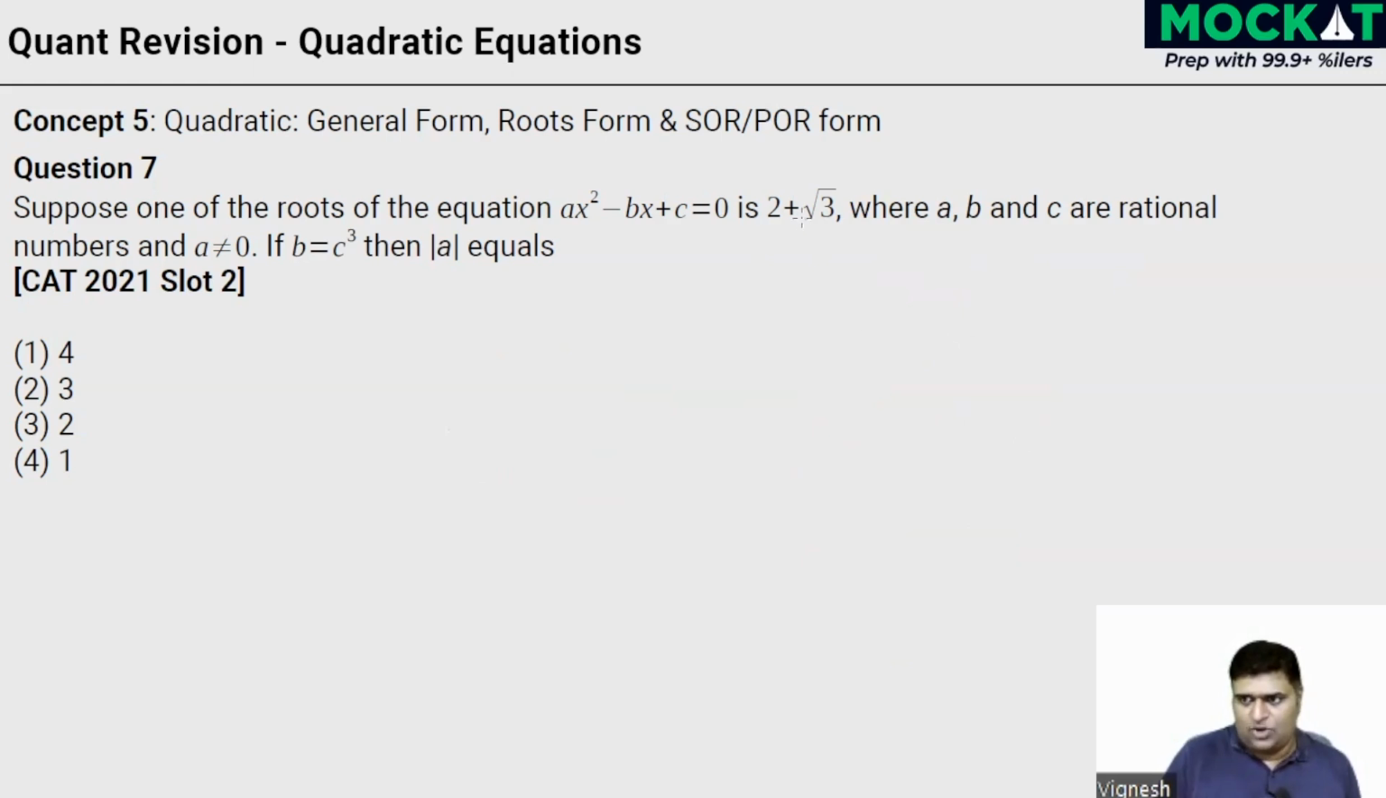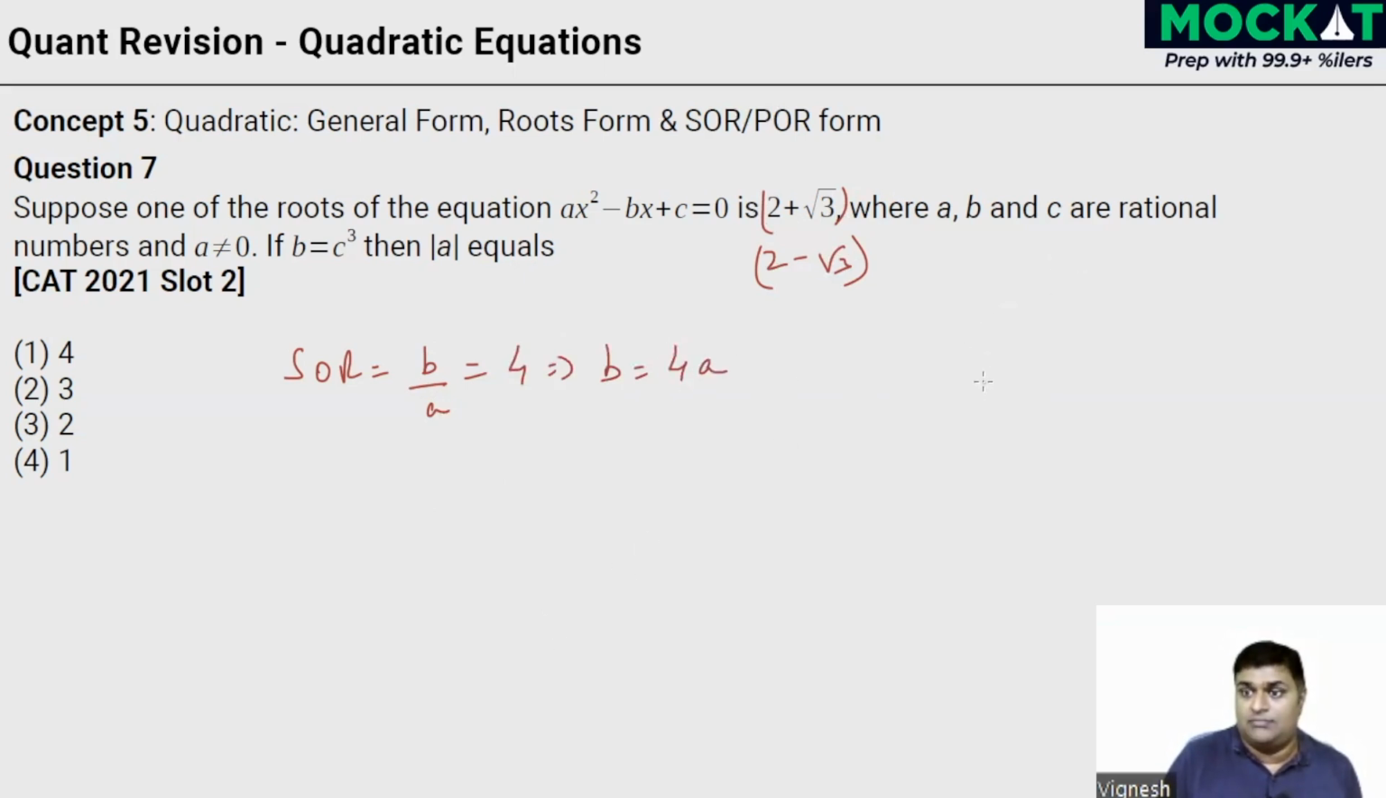So given the backdrop, what do we have over here? Suppose one of the roots of the equation ax square minus bx plus c equals 0, I put a minus here, is 2 plus root 3, where a, b, and c are rational numbers. Immediately I can say the other root over here is going to be 2 minus root 3. That's my second root over here. And what can I say about my sum of roots? Sum of roots is minus of minus b, it's plus b by a, and that comes to the sum of these two. 2 plus root 3 plus 2 minus root 3. Root 3 cancelled, you get a 4. So I can say b equals 4a.